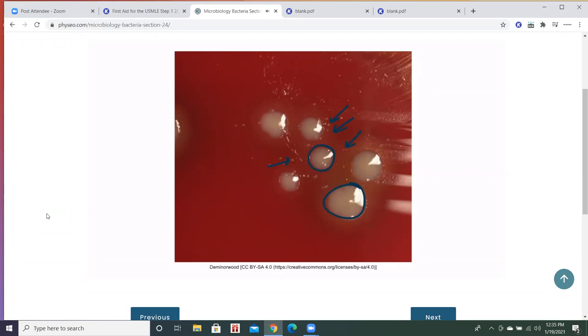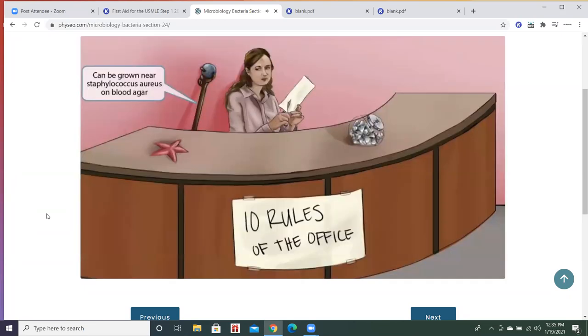Okay, now let's return to the image to help you memorize these details. First, notice that we've shown a staff leaning up against the wall behind Pamela. This is a reference to our Staph aureus video and is to help you remember that H. flu can be grown near Staph aureus on blood agar.